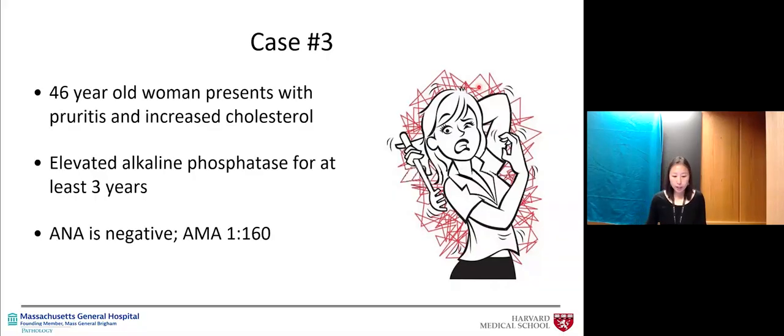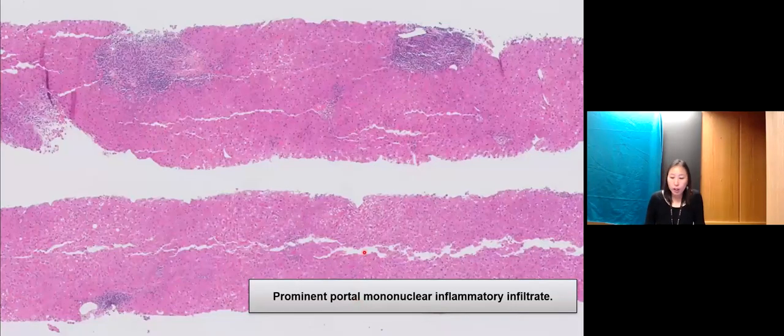So this is a 46-year-old woman who presents with pruritus and increased cholesterol. She had an elevated alkaline phosphatase for at least 3 years. Her ANA was negative and her AMA was positive at 1 to 160. So on low power, this patient's biopsy is already markedly abnormal. We can see that the abnormality really lies in this incredibly dense inflammatory infiltrate that is involving the portal tracts in a very patchy manner. If we look in the background parenchyma, we see a little bit of steatosis, but not really a whole lot else to catch our eye from low power.